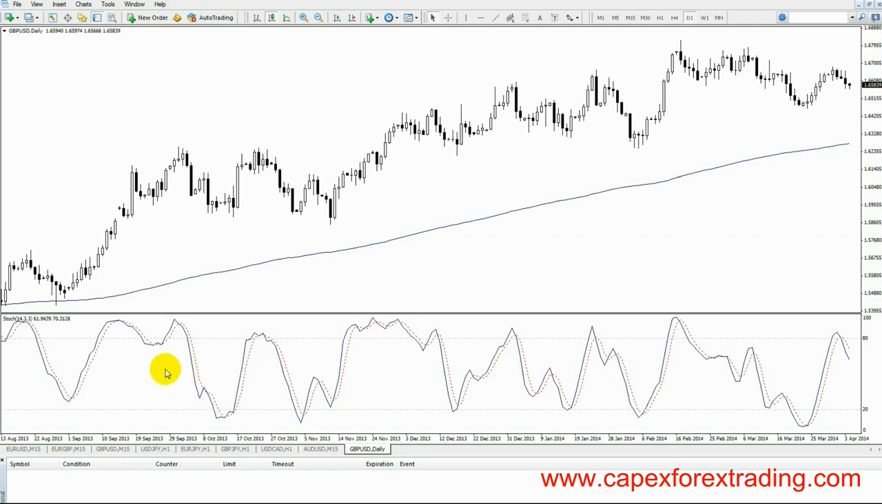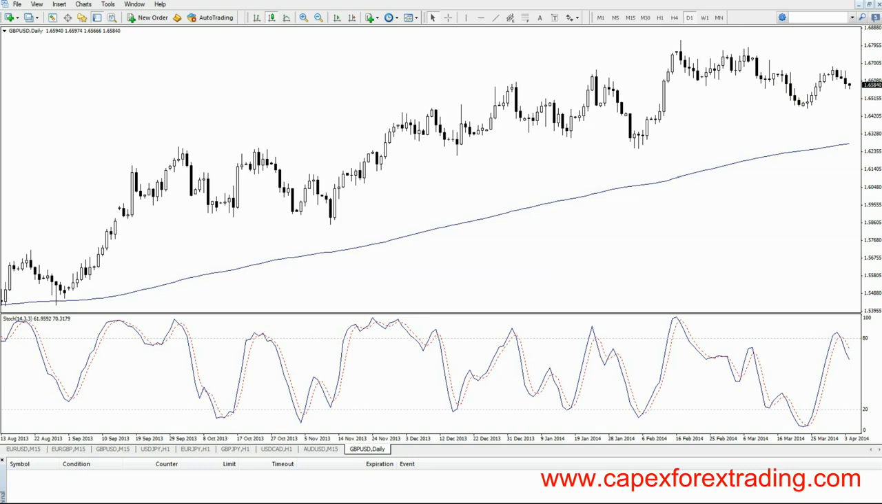But one thing you do need to bear in mind is that the standard setting for stochastics is 14, 3, 3. So the 14 is relative to the number of last trading sessions. When we have the setting of 14, the indicator will take into account the last 14 sessions in your chart. And the two threes that we see at the end here are basically the settings for the percentage K and for the percentage D line.